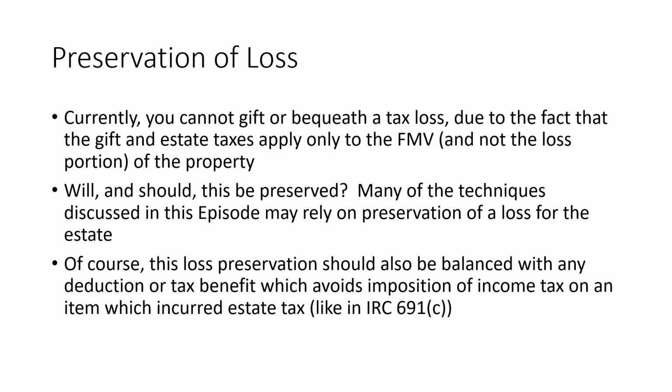And finally, for preservation of loss, it's important to note that you can't bequeath or gift a tax loss, because the gift and estate taxes apply only to the fair market value and not to the loss portion of the property. So for example, if you have upside down property, it gets a step down in basis at death right now. So the question is whether this will and should be preserved. Intuitively, it seems if the step up in basis goes away, you should also get rid of the rule mandating a step down in basis, which would preserve a loss for the estate or the heirs, which obviously you have to balance with any sort of deduction or tax benefit you get to take into account the loss of the step up in basis, like in Code Section 691(c), looking at the estate tax that's generated by that item.